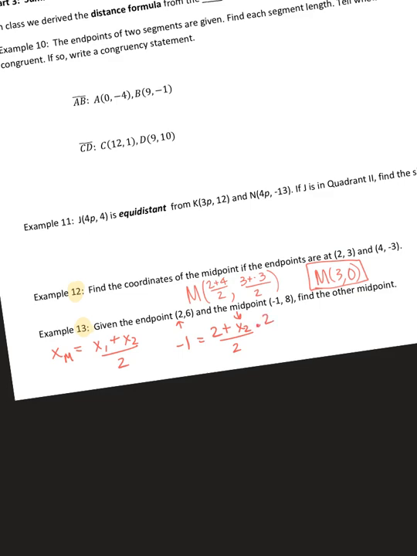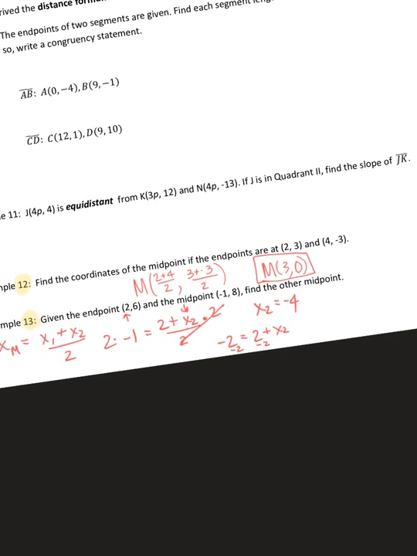So we multiply both sides by 2. We get negative 2 is equal to 2 plus x sub 2. When you subtract 2 from both sides, you get x sub 2 is equal to negative 4. And then you can do that same process for the y-coordinate of the midpoint.